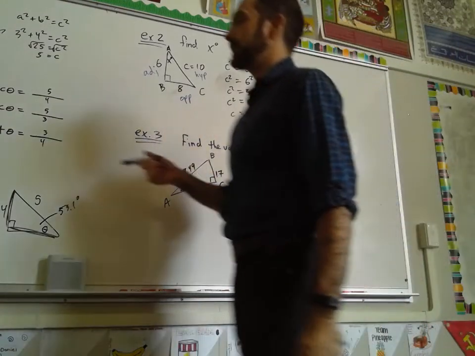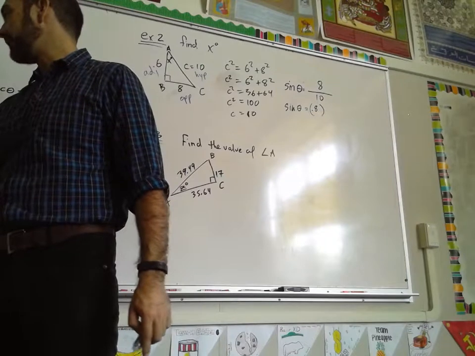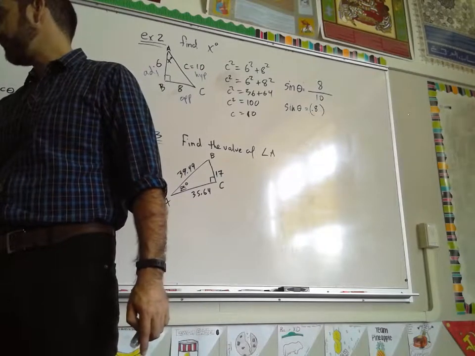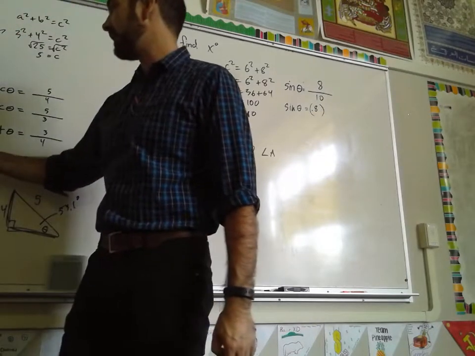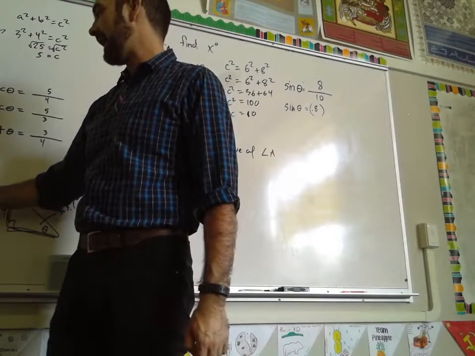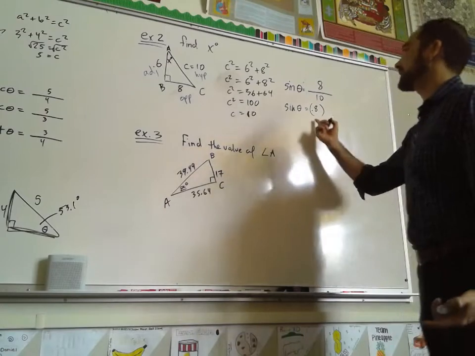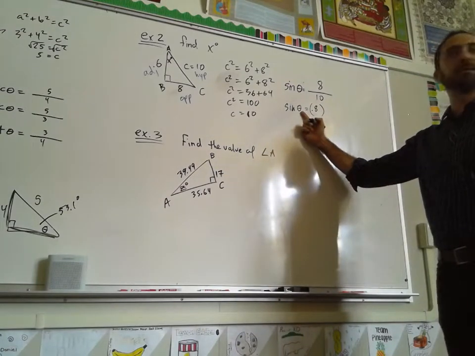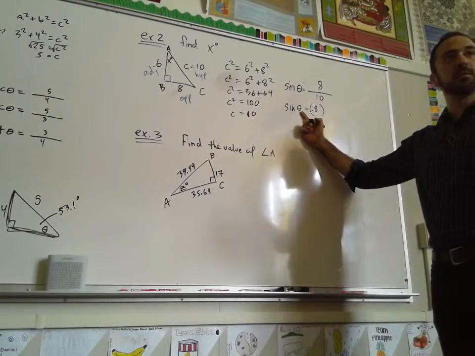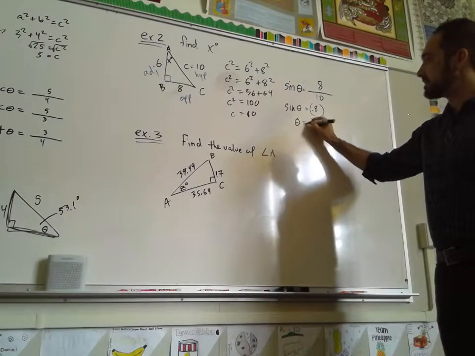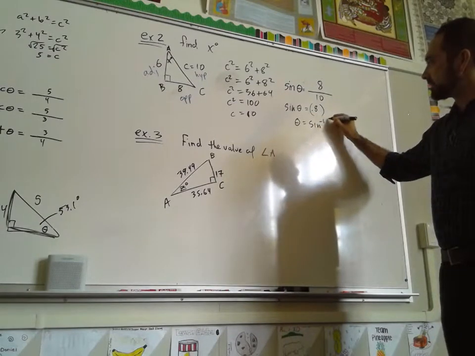Well, let's see. If we are looking for the sides given the angle, then we use regular sine. But if we're looking for the angle given the sides, then we use the inverse. We're going to use the inverse. So I look here, and what's missing? I don't know what theta is. So watch what I'm going to do. Theta is equal to the inverse sine of 0.8.